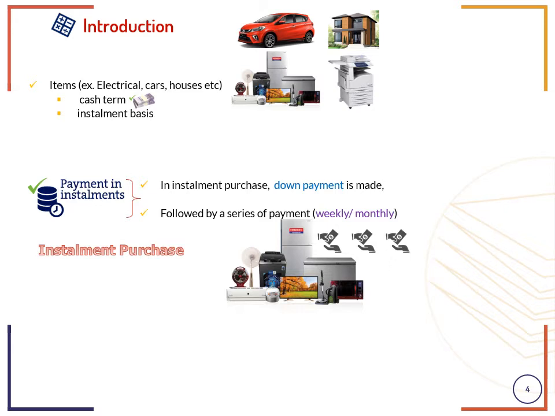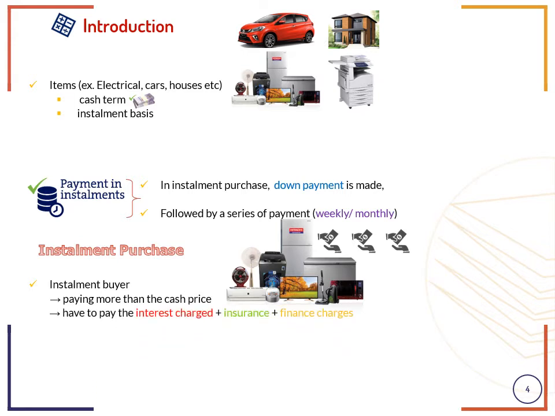When you are an installment buyer, you are actually paying more than the cash price. The difference is the interest you have to pay for the credit given to you by the seller, or the unpaid balance plus insurance and finance charge.